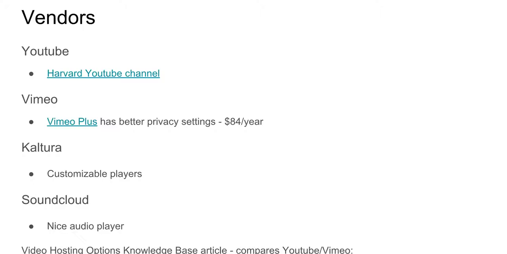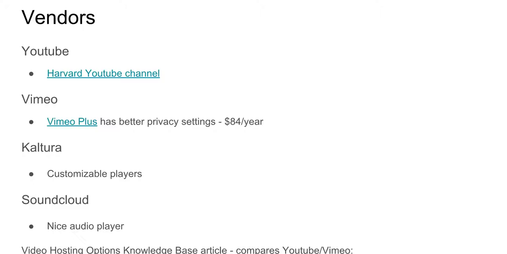Vimeo Plus has better privacy settings, so you can restrict a video to only be embedded on a certain site, for instance. You can password protect it. Just better privacy settings, but there's a cost to that. I just like the way the player looks better. It's not so YouTube-y in your face. It's a little bit prettier.